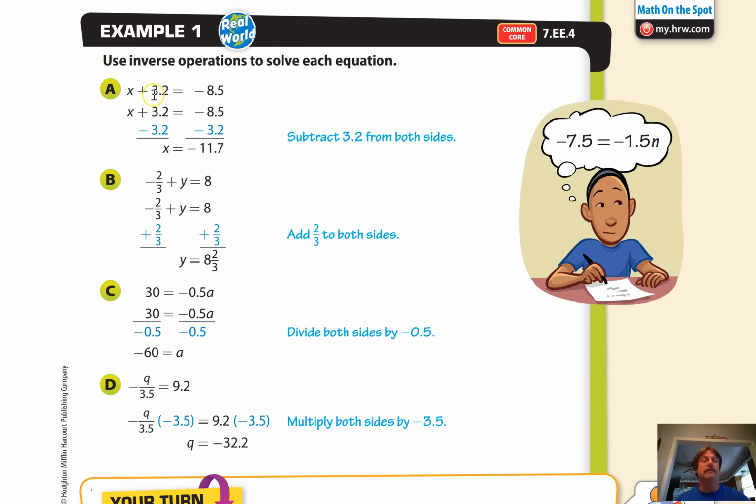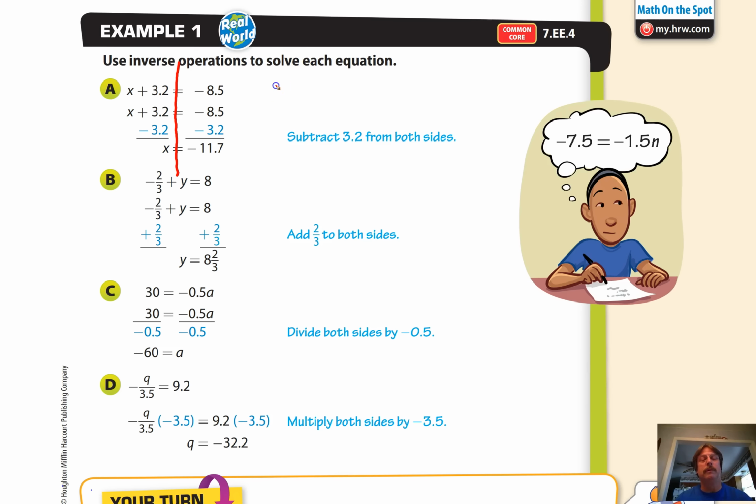Using the inverse operations here, you can see that they have x plus 3.2 equals negative 8.5. As a technique, we keep the line here. We have a positive 3.2, so they subtract 3.2, and what you do on one side of the equal sign, you have to do on the other side. So if we subtract 3.2 here, we subtract 3.2 here. Then this becomes x plus 0. Of course, x plus anything equals itself, so that's x. And negative 8.5 minus 3.2 is negative 11.7.